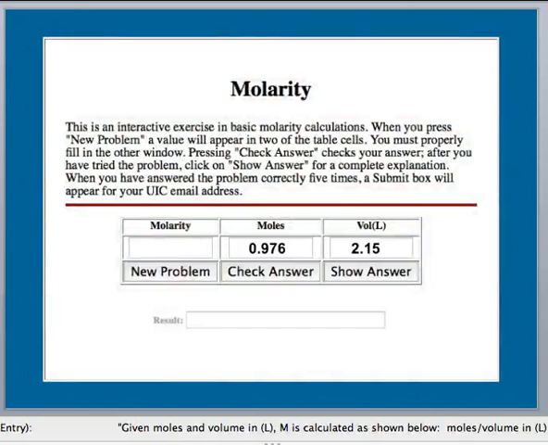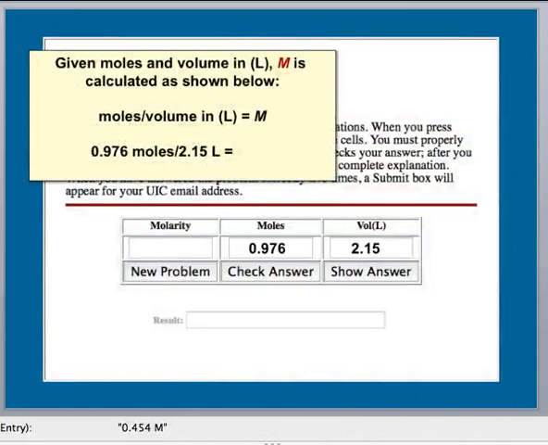Molarity, the tutorial. Molarity 1, basically all you're going to do here is fill in the missing thing in our table. On Blackboard, it looks just like this. You have a hole somewhere that you have to fill in. We are given the number of moles, we're given a volume in liters. All we have to do is take our number of moles divided by our number of liters, 0.454 molar. Remember, no units, not here, not on Blackboard.